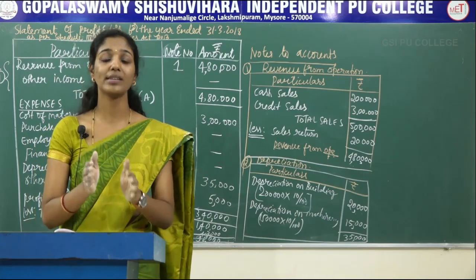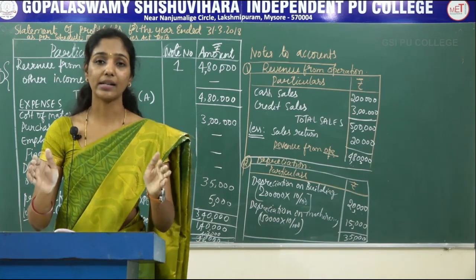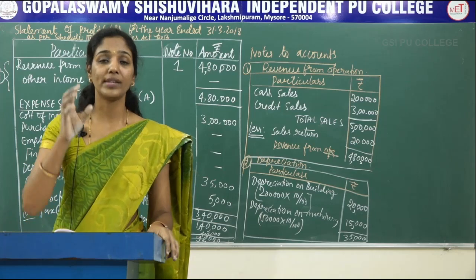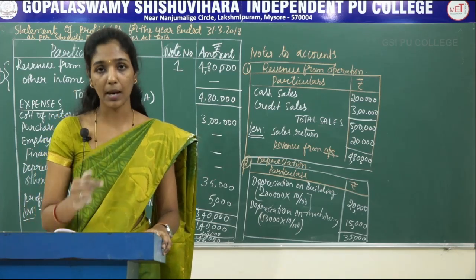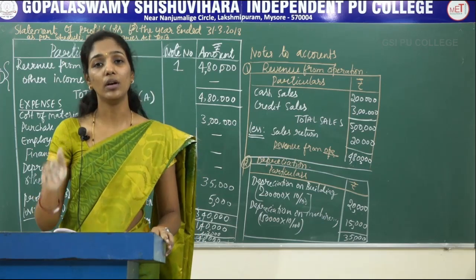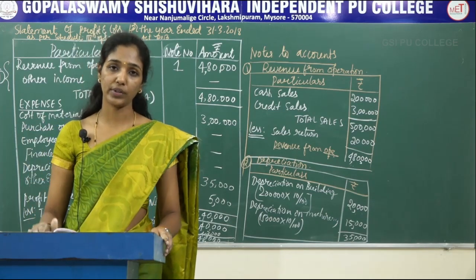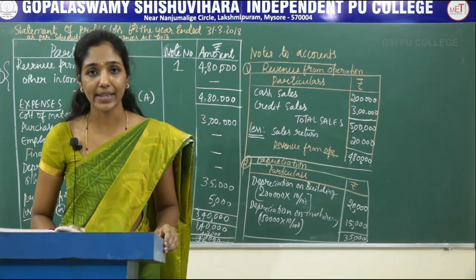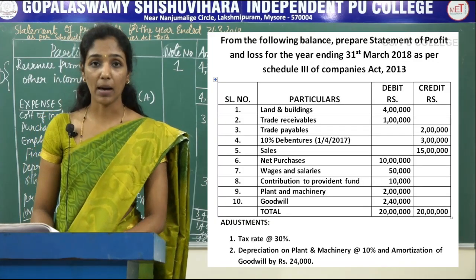So this is for your 6 marks problem, and compulsory there is a 6-mark problem from this chapter in your examination. It is so easy if you learn the format of statement of profit and loss. So now let's solve the next problem. Here is your example problem.